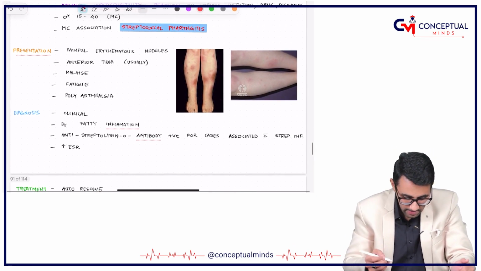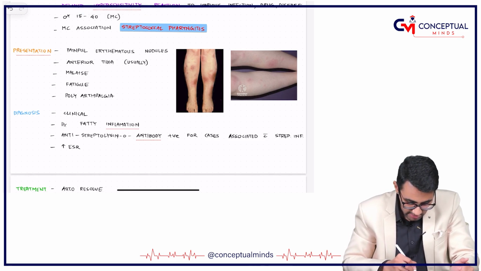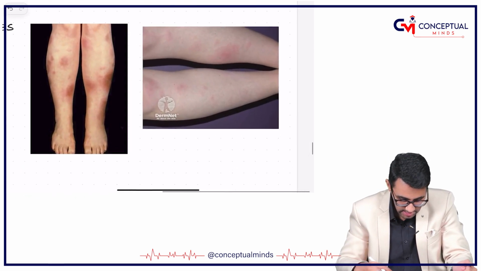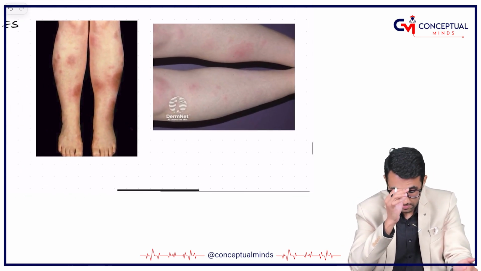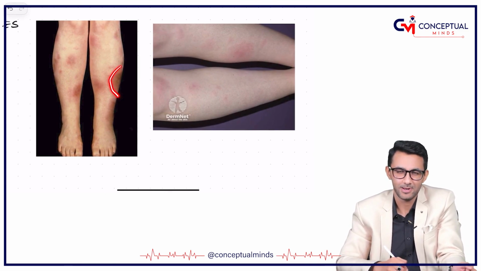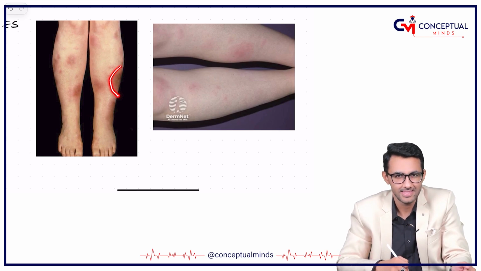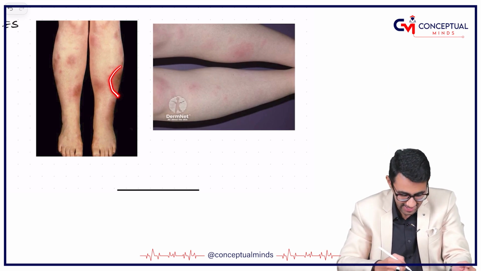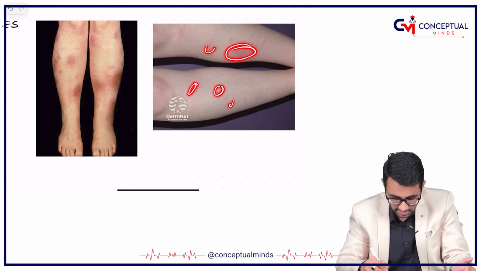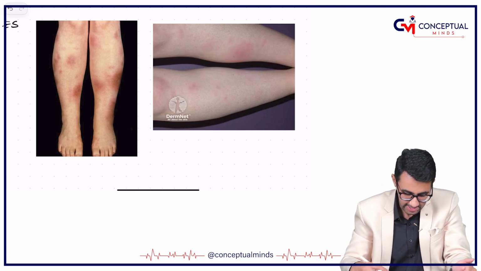How would be the presentation? There would be painful erythematous nodules in the anterior tibia, with malaise, fever, and polyarthralgia. Let us see these images in the first place. Definitely this person was not hit by a hot silencer. These are the erythematous nodules we see over here. We can clearly appreciate these diffuse-looking lesions.